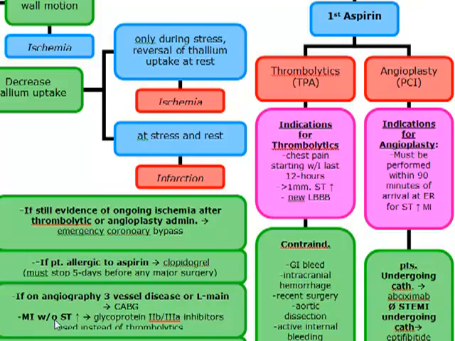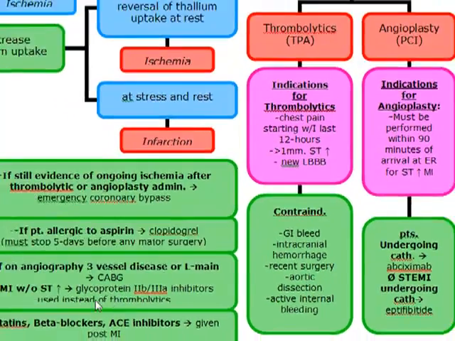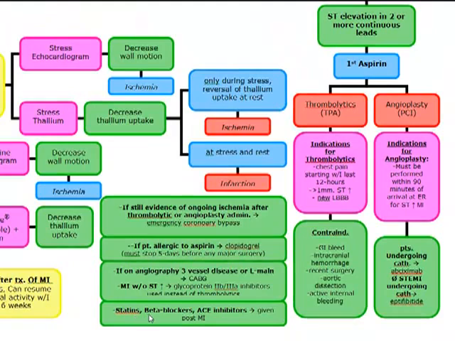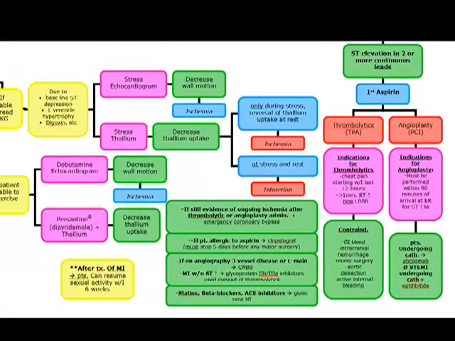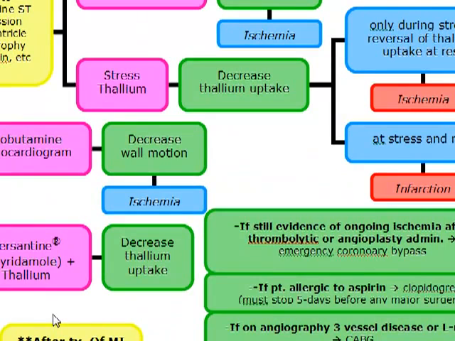And if you have an MI without ST elevation, you're going to use glycoprotein 2B3A inhibitors instead of thrombolytics, okay? And post-MI, you have to give these patients statins, beta blockers, and ACE inhibitors. And last but not least, remember, after the treatment of an MI, patients can resume sexual activity within 6 weeks.